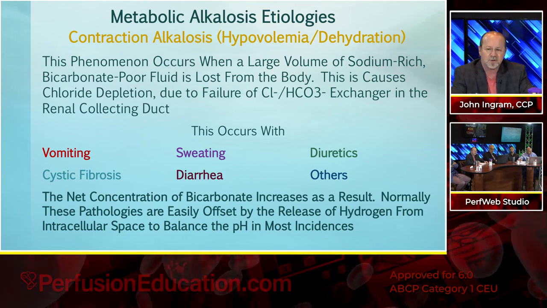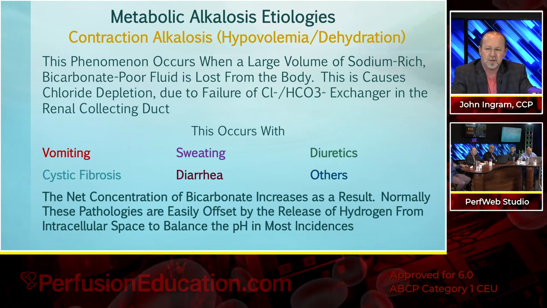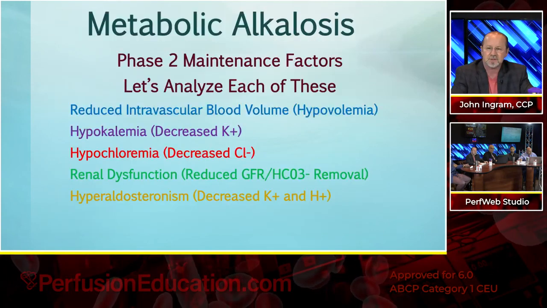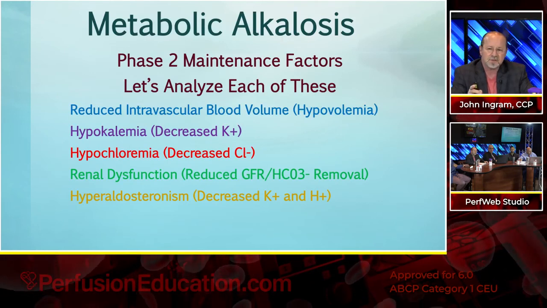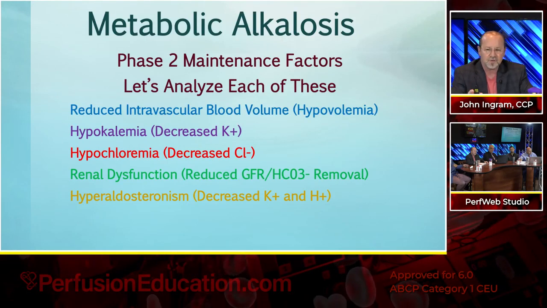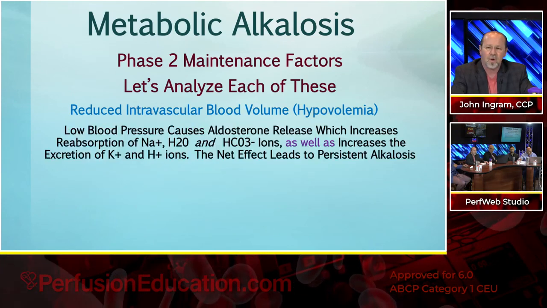Normally, these pathologies are easily offset by the release of hydrogen from the intracellular space to balance the pH in most incidences. But people who continue with metabolic alkalosis have one of these maintenance factors also. And these are the 5 we talked about earlier. So we look at each one of these.